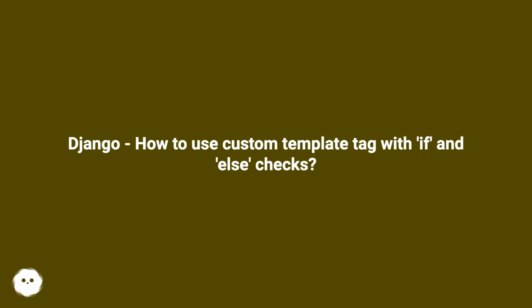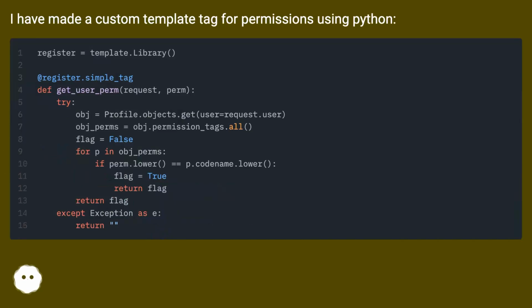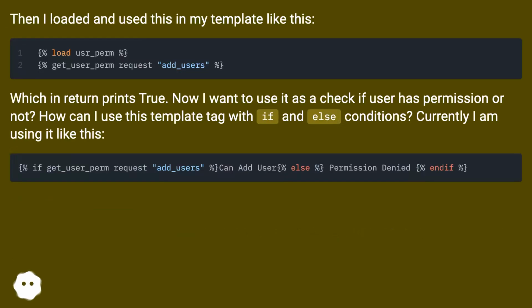Django, how to use custom template tag with if and else checks. I have made a custom template tag for permissions using Python. Then I loaded and used this in my template like this, which in return prints true.